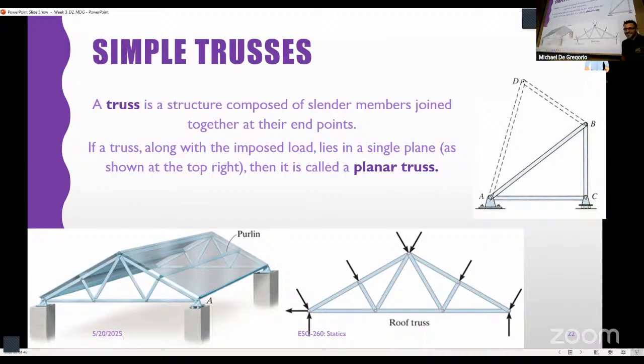All right, simple trusses. Great. It's a truss. So a truss is a structure composed of slender members joined together at their endpoints. Specifically, it's two force members that are all joined together, which simplifies it even more. Because if you see a three force member, it is not a truss, it becomes a frame. And we'll talk about the difference later.